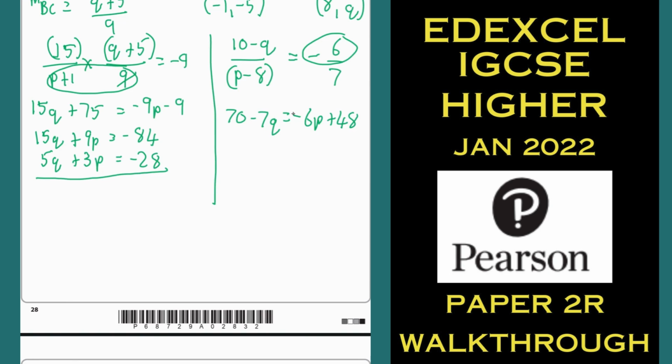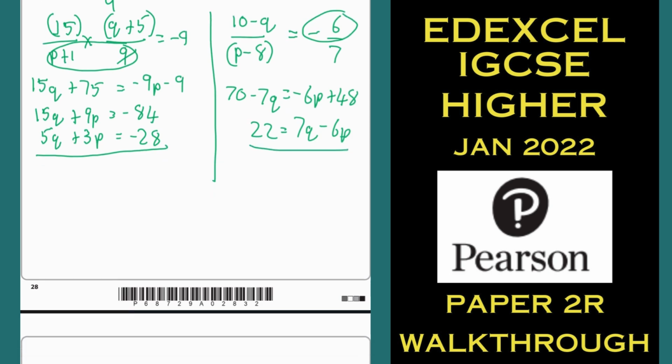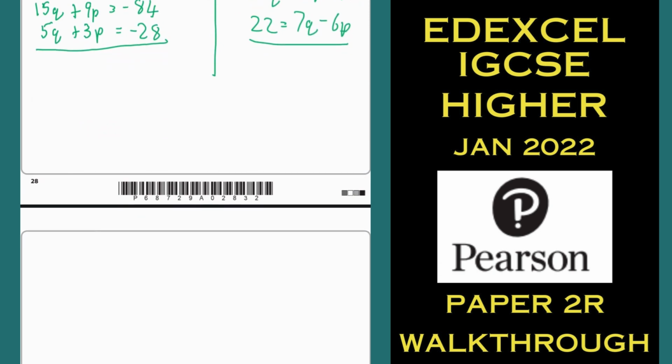And again, let's get it in the same form, Q's and P's on one side. But I actually am going to add 7Q to both sides. So I do like to maintain the same order and subtract 48 from both sides. You have your second simultaneous equation. You can now ignore the context because all it asked you for is to find P and Q. So you can go about this any way you want. It's entirely up to you.